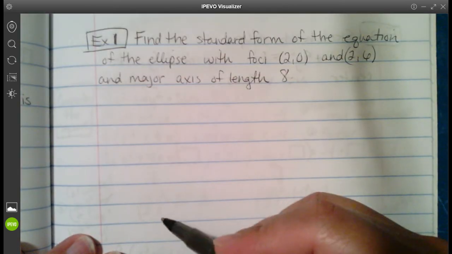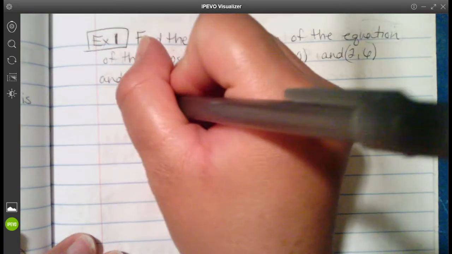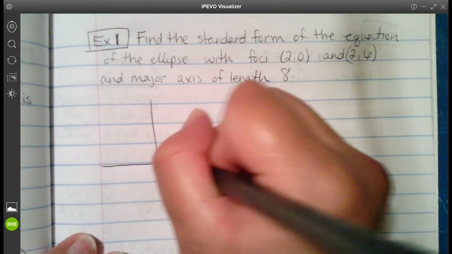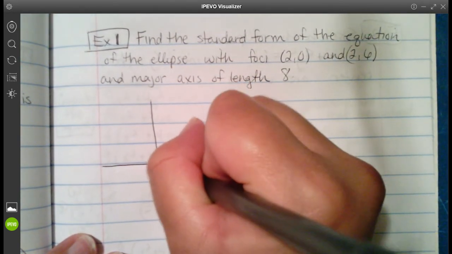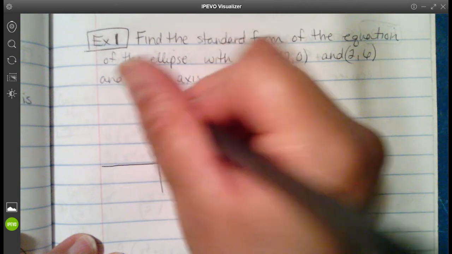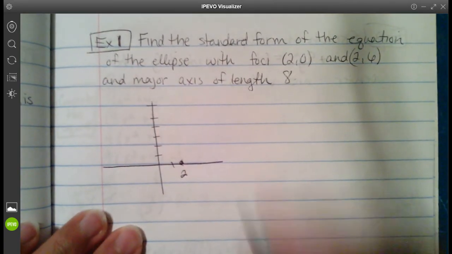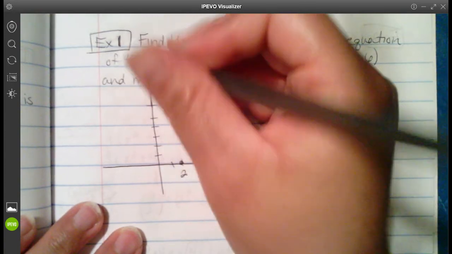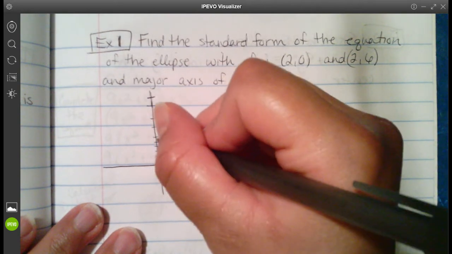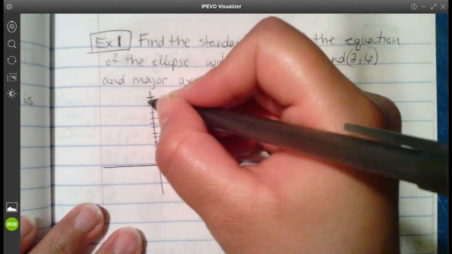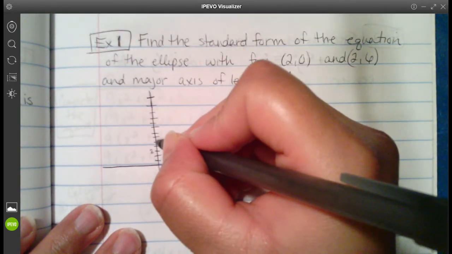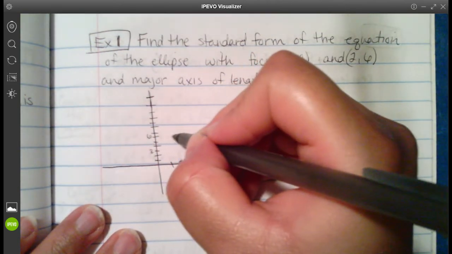So let me see. I have (2, 0). Okay. I'm just kind of trying to visualize where I'm going to put this here. So there's 2. And (2, 6). So let's see. 1, 2, 3, 4, 5, 6. And I might have to go a little bit higher, I think. Let's subdivide these. 1, 2, 3, 4, 5, 6, 7, 8, 9, 10. Yeah, because I think we're going to have to do a bit more. So we have one at (2, 0), one at (2, 6). So 1, 2, 3, 4, 5, 6. There we go. So about right here.